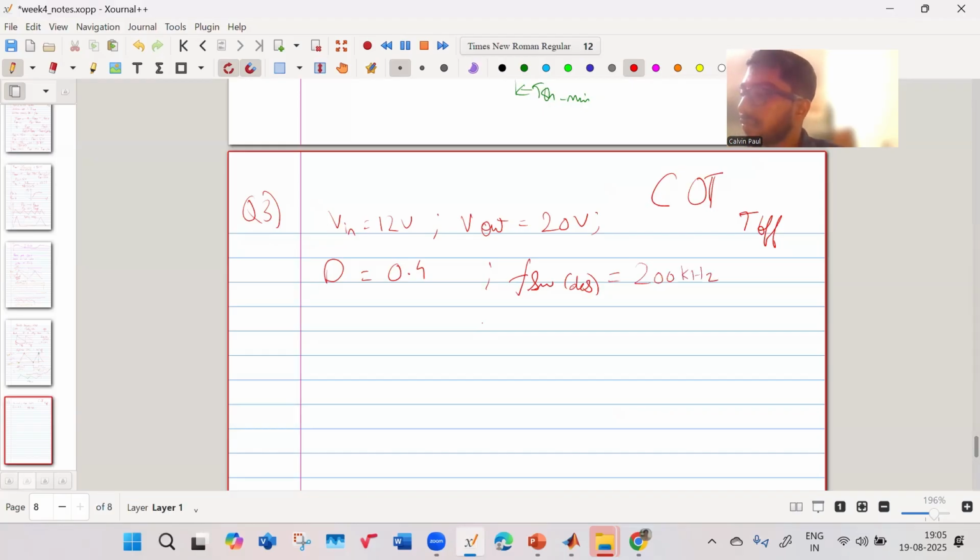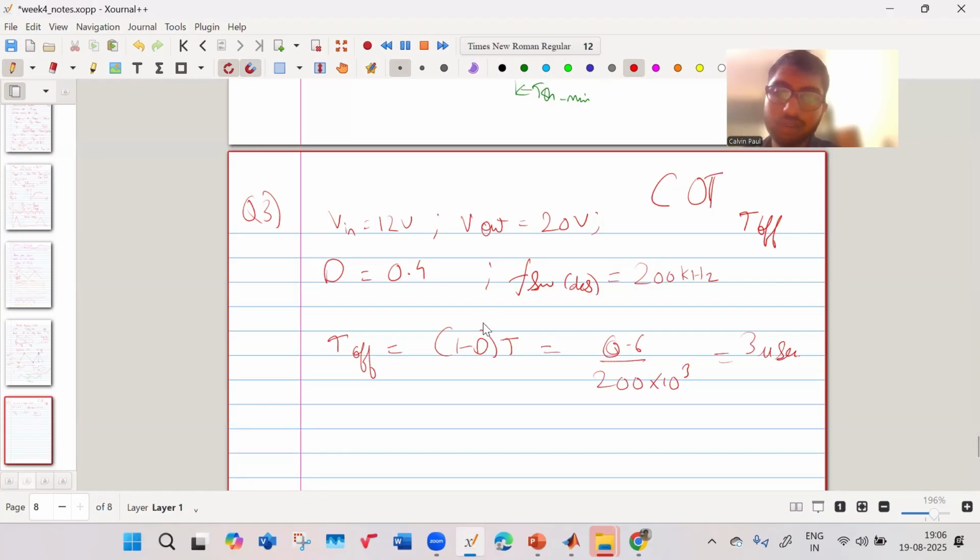Okay. So that means under nominal condition, your T off will be equal to 1 minus D into T. Right? How much is that? That will be 0.6 upon 200 into 10 to the power 3. T is 5 microsecond, so 3 microsecond. So this is your off time which you got.